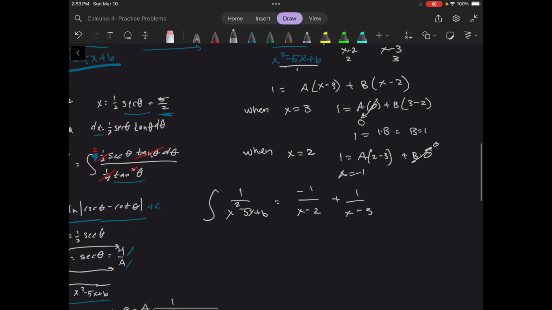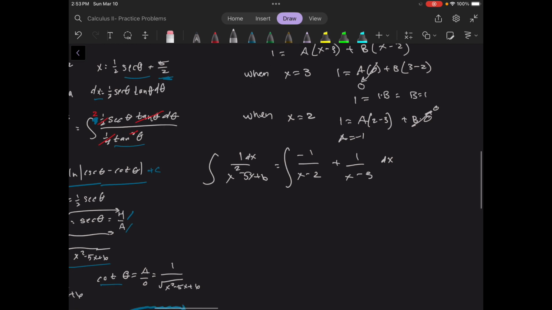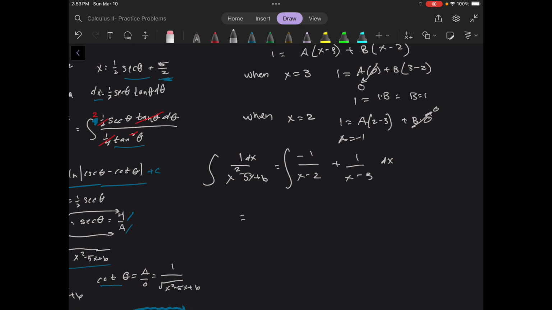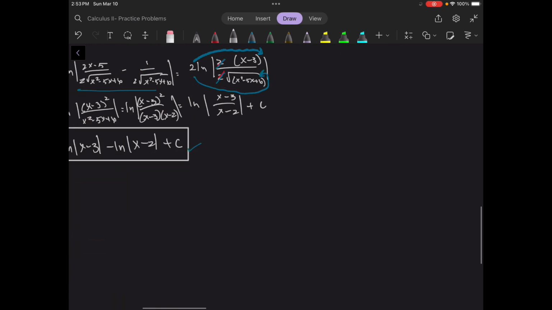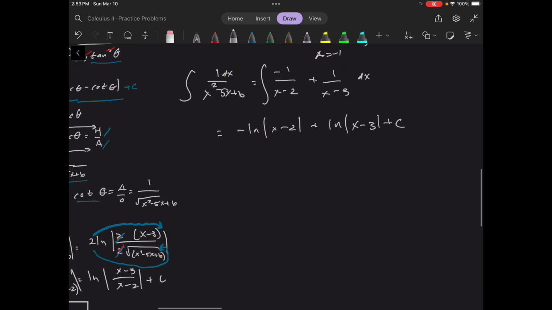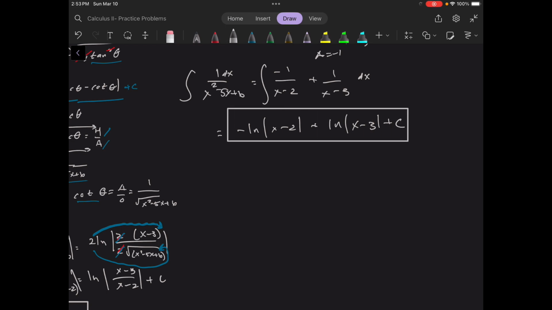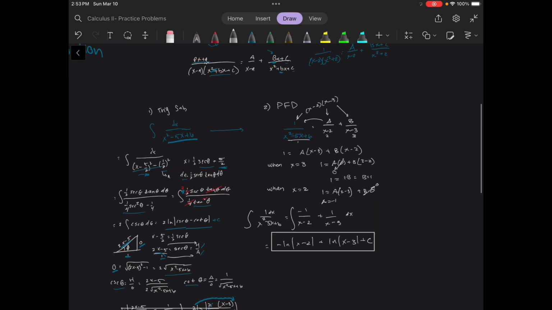So if we were to integrate this with respect to x, we could just integrate all of this with respect to x, and these are two easy integrals, right? Because this just becomes negative ln of x minus 2, and this just becomes ln of x minus 3. Those look familiar? Ln of x minus 3 minus ln of x minus 2. Isn't that the same thing as we have here? So which way was easier? Obviously this way, right? So let's look at some more examples.